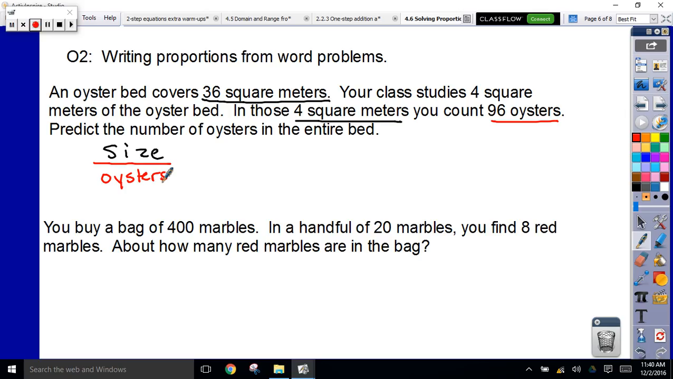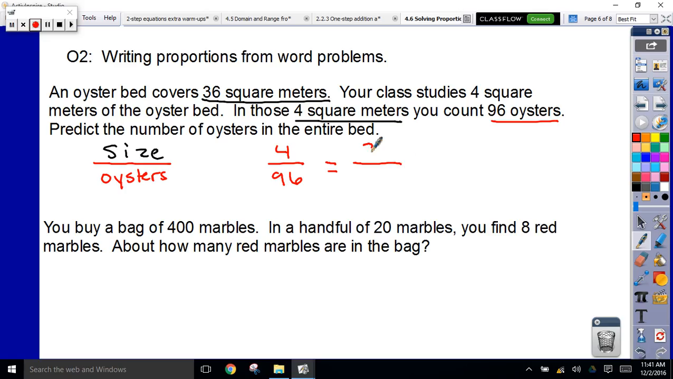So in 4 square meters, we count 96 oysters. These 2 things go together. In a 4 square meter bed, we count 96 oysters. So I'm going to write 4 to 96. In every 4 square meters, there are going to be 96 oysters. On the other side, where am I going to put the 36? Would I put that on the top or on the bottom? Brian? On the top. Why? Because you put the size on top and the oysters on the bottom. I have to make sure both sides of my proportion have the same units in the same place. So the top is for size, the bottom is for number of oysters.